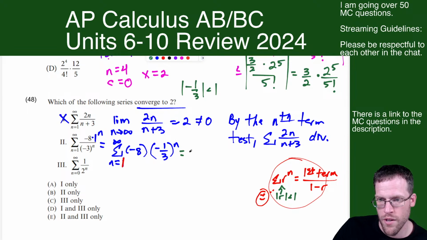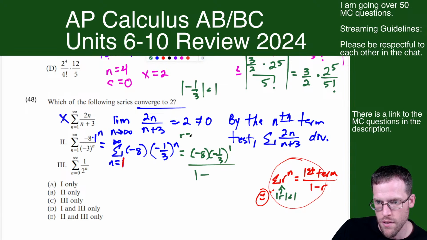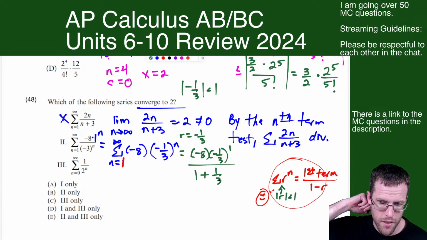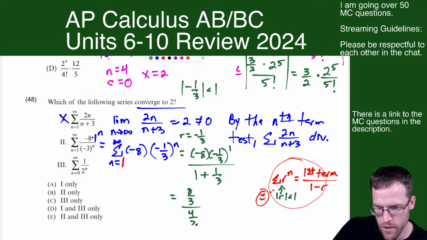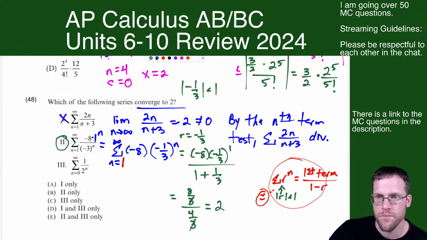So this will converge to the first term, which is negative 8 times negative 1/3 to the first, over 1 minus r, in this case negative 1/3. So 1 minus r, I have to write minus negative 1/3, which becomes plus 1/3. Okay, so how is this going to simplify? Negative times negative is positive, so 8/3. 1 plus 1/3 is 3 over 3 plus 1 over 3, which is 4 over 3. Then I multiply by the reciprocal, the 3 over 3 cancels, and 8 divided by 4 is 2. So this one does converge to 2.